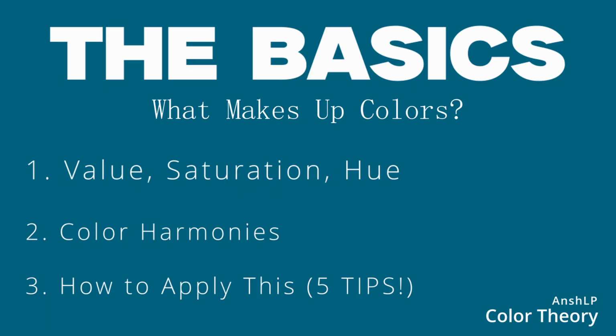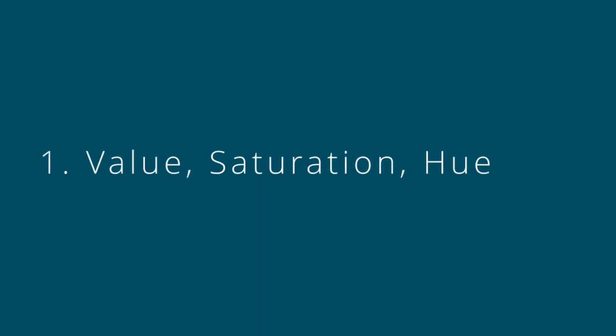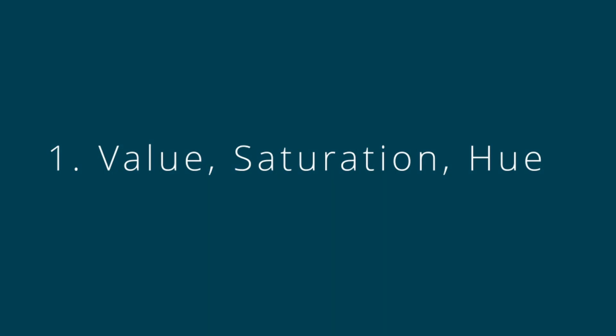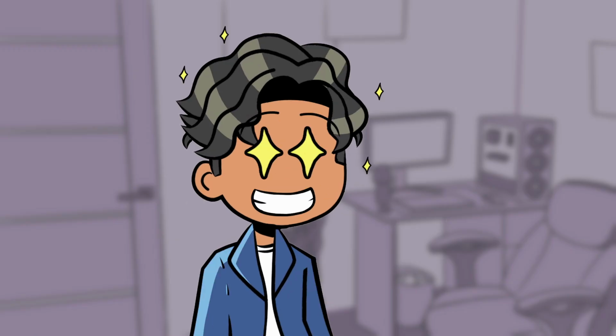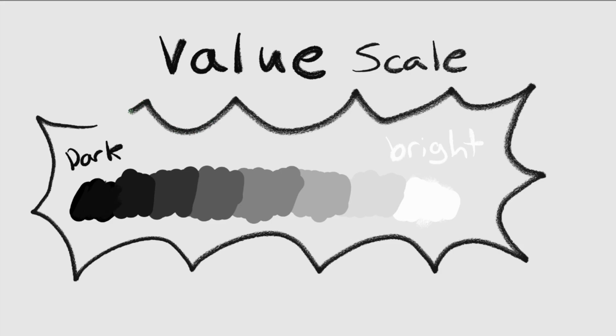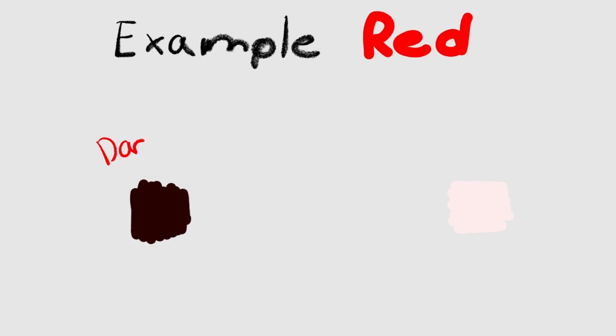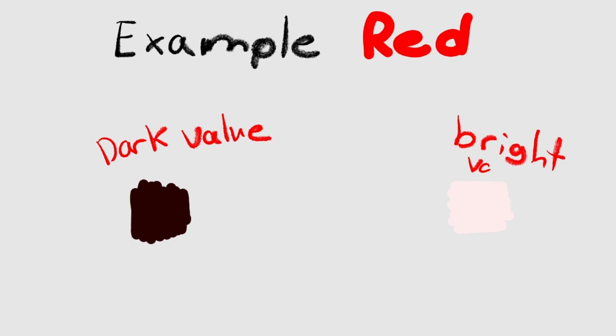So let's start with value, saturation, and hue. And these are three things that make up a lot of different colors, right? So value is how bright or dark you can get the color to be, right? So if I have red here, then the brightest red is like this pastel red type thing. And then the darkest red is this really dark brown reddish value, right?